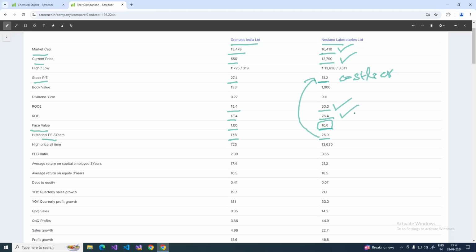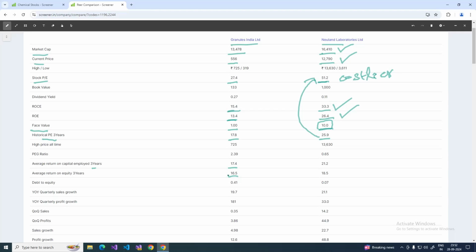This is the historical ROE and ROCE. Here average return on capital employed, 3 years. Granules 3 years ROCE is 17.4. Current ROCE 15.4. It was down, this is a negative point. And return on equity, 3 years is 16.5, current is 13.4.